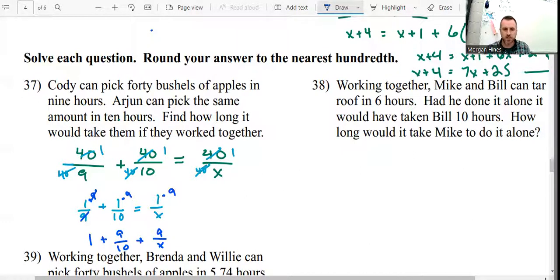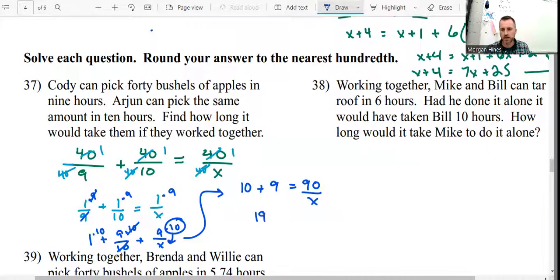And then we're going to do the same thing with the 10. I want to get rid of that 10, so I'm going to multiply by 10. Well, when I do that, I have to multiply everything. 1 times 10 is 10 plus, now this is not 90, because 10 divided by 10 is 1. So let's simplify that and make it 9 equals 90 over x. See, this 10 doesn't have a 10 below it to cancel it out, so we multiply. You can make that into 19 equals 90 over x.